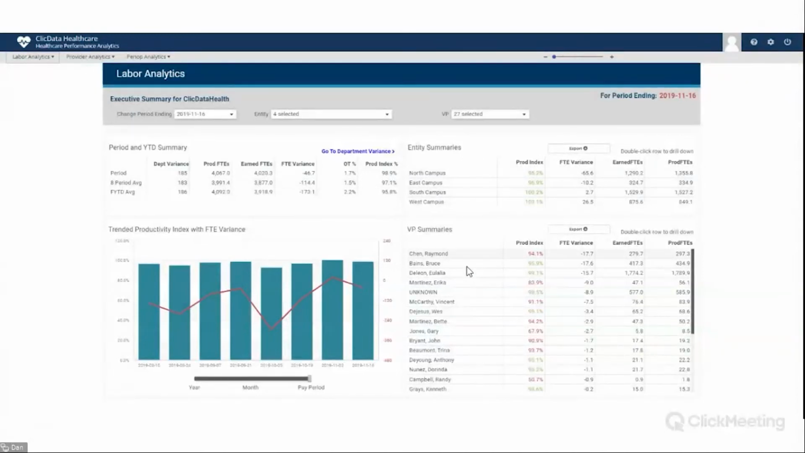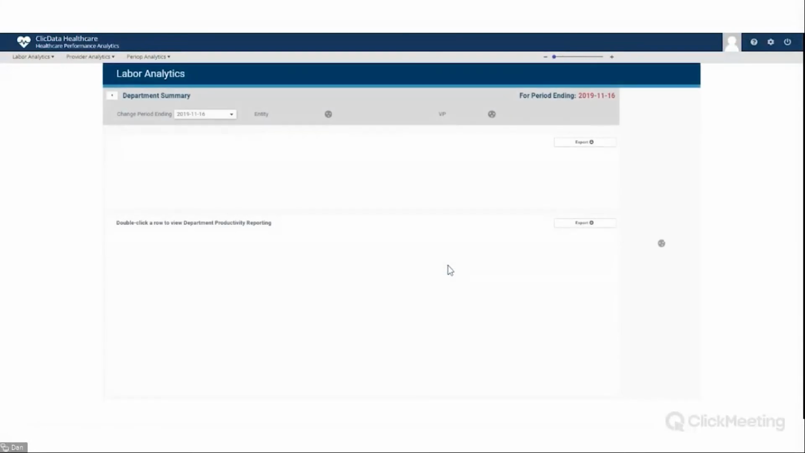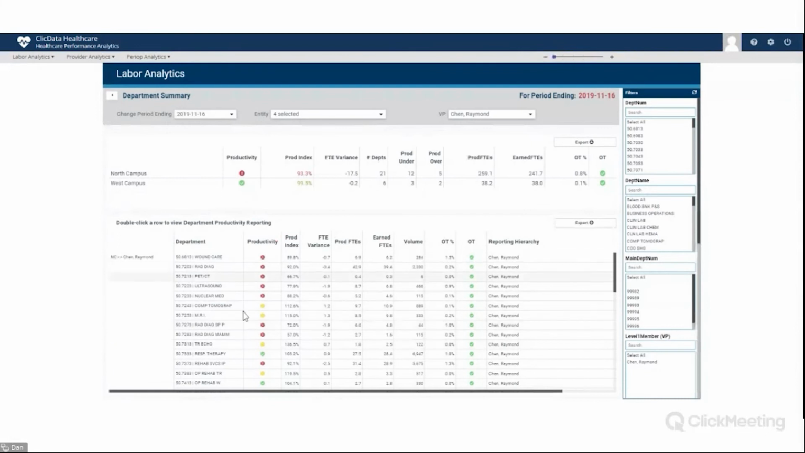Can we drill down and see, okay, we have a VP who seems to not be performing as well. What are the departments associated with that VP? And can we drill in further to see what we can glean from their productivity? Do they have a sufficient number of FTEs? Are they overutilizing overtime or contractual labor, so that our expenses are going up? So this is an example from a labor analytics standpoint from a hospital system.